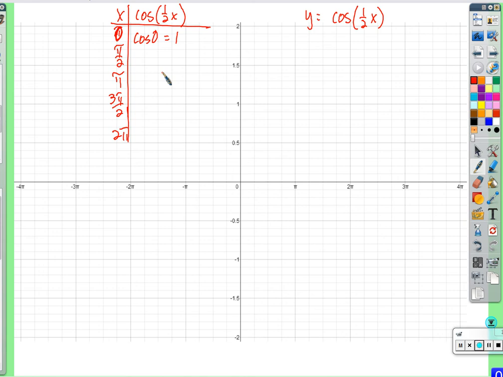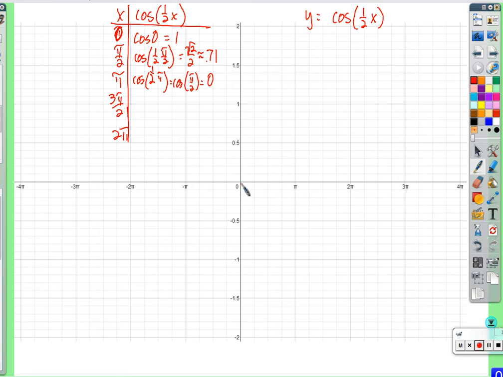Alright, cosine of 1 half times pi over 2, which just comes out to be pi over 4. What's the cosine of pi over 4? Root 2 over 2, which we learned earlier is about 0.71, so that we can get a good estimate of where it is on the graph. So the cosine of 1 half times pi, that's the cosine of pi over 2. What's the cosine of pi over 2? Zero.